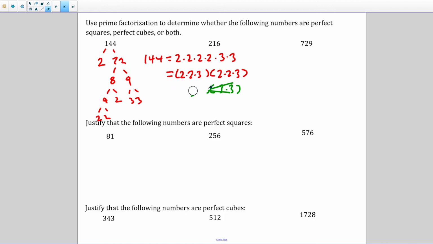So we've used up all our factors, which means that if we were to multiply everything that's on the inside of each group here, we would get 2 times 2 times 3, which gives us 12. And then we have 12 in my other grouping as well. So since I have 2 equal groups, then that means that we have a perfect square.